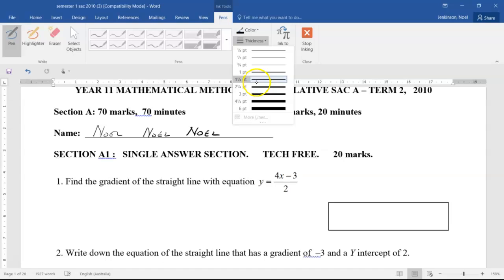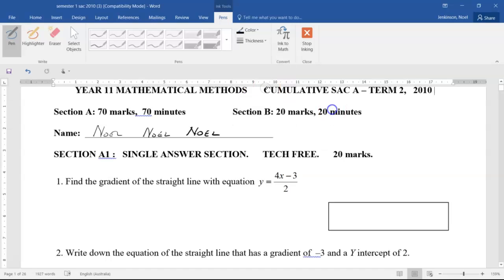So I think I've made a decision. I'm going to go for 1.5 point. Could even go up to 2. What does that look like? That's too big, I reckon. So I'm going for 1.5 point, which is that one.